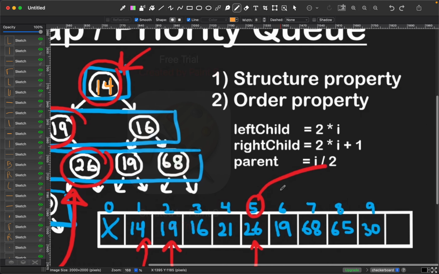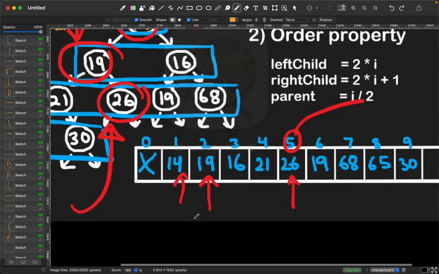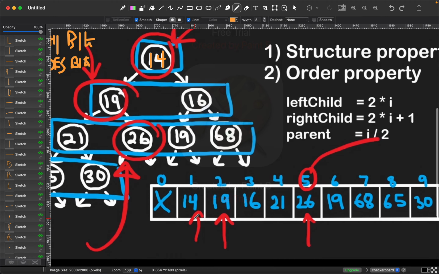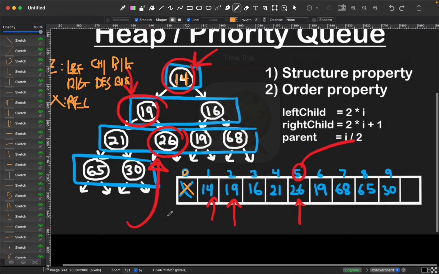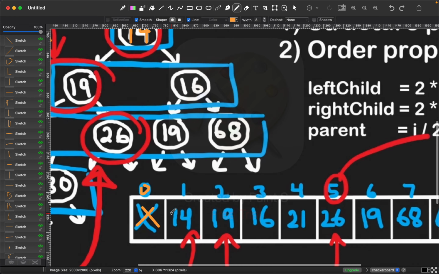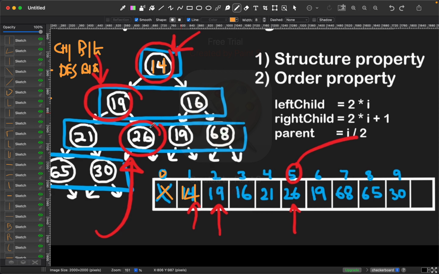And if we were to talk about how the arrays are arranged, the first index 0 is usually shut down, and then we always start off with the first node. So this guy over here, Mr. 14, and you see that it's filled up left to right, left to right, left to right. So 14, 19, 16, 21, 26 is all filled up accordingly, left to right. And when you want to identify your children, it's very easy.